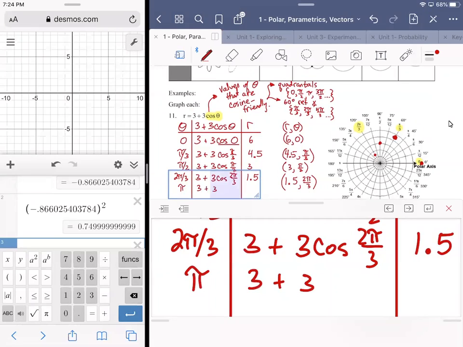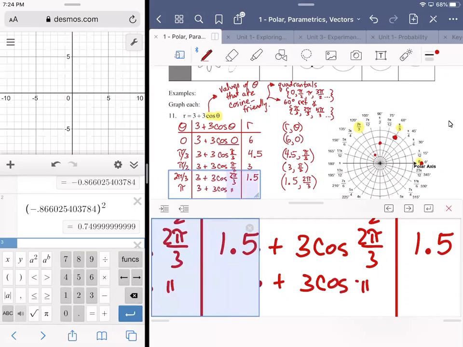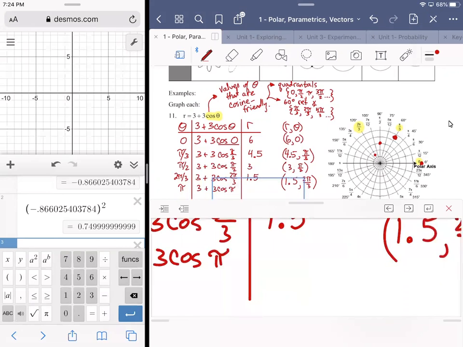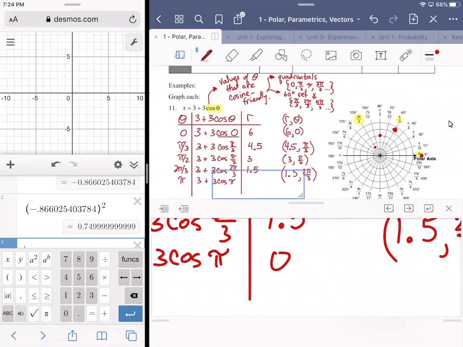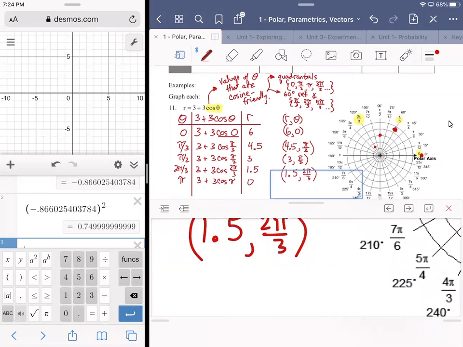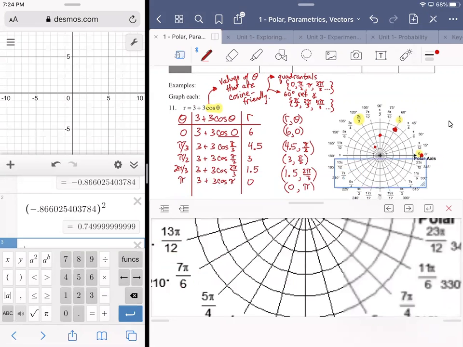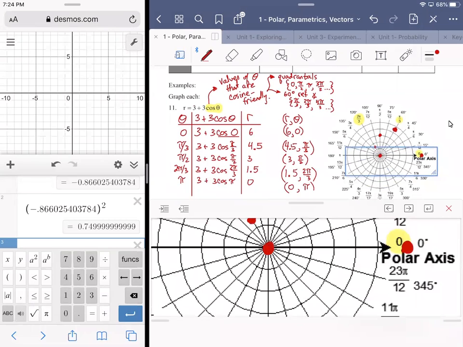Three plus 3 cosine of pi. Cosine of pi is equal to -1. So 3 minus 3 is 0. So we're looking at 0 comma pi. But 0 comma anything is putting you right smack dab at the pole.